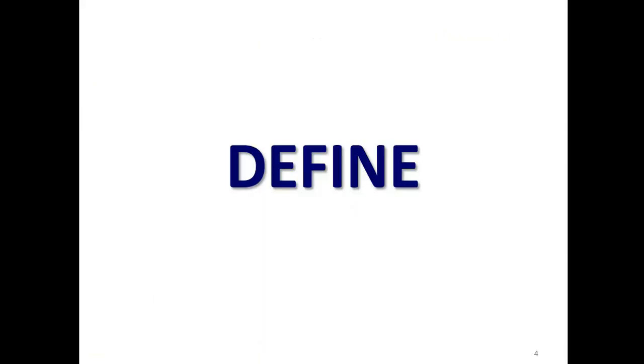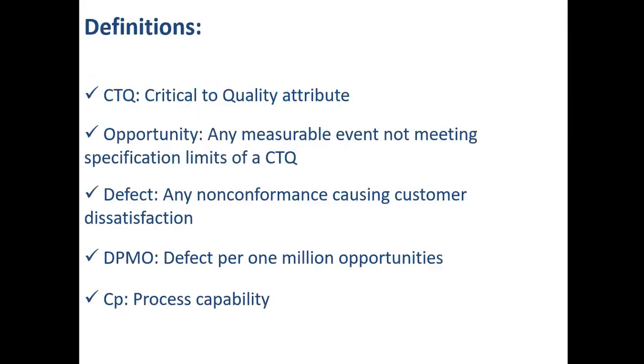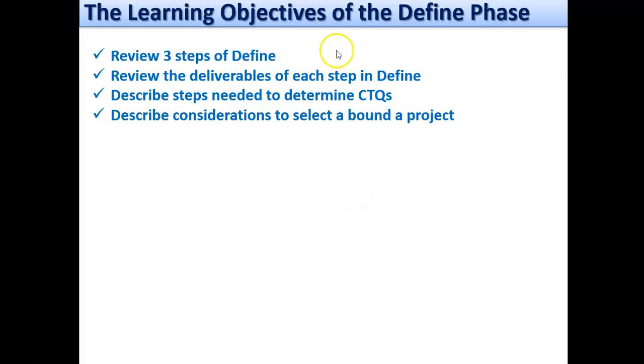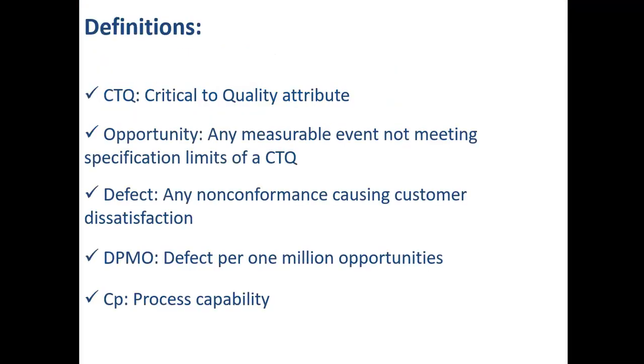And with that said, we will go quickly to the define phase where we want to learn about the three steps needed for the define, the deliverables, describe the steps for the CTQs, which is maybe a new phrase, and then describe the considerations to select a bound or a good project. The CTQ stands for critical to the quality. That's an attribute of the process and sometimes to the product that is coming out of a process.